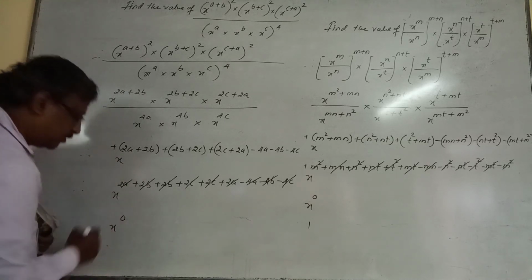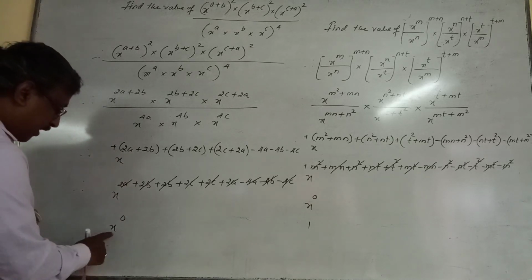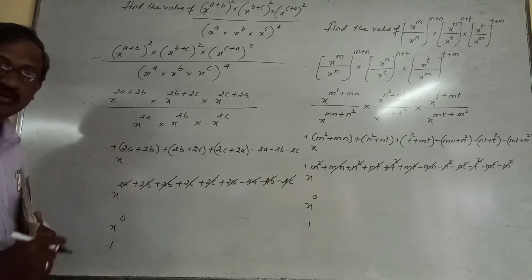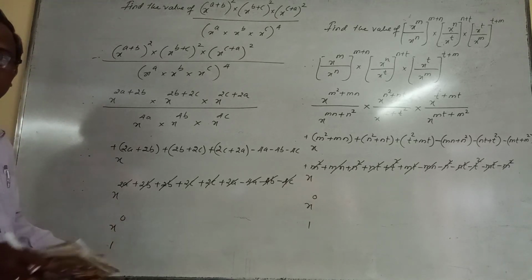So what remains? 0. X raised to 0, and any value which is raised to 0 is not 0, it is how much? It is 1. Like this.